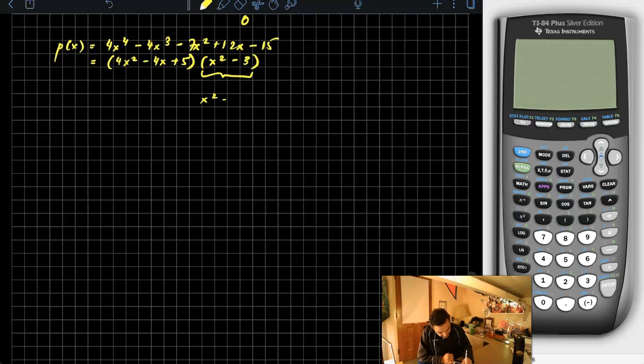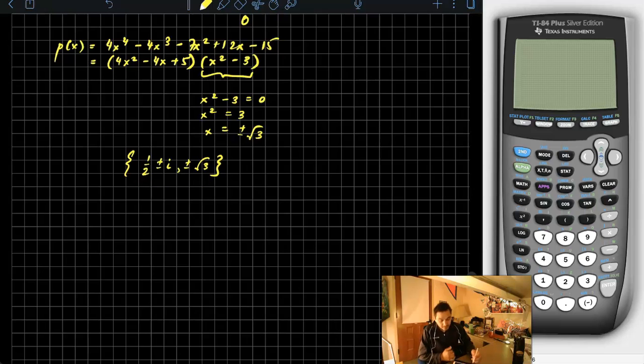So when I set x squared minus 3 equal to 0, it's going to give me x equals plus or minus the square root of 3. So my set of roots are 1/2 plus or minus i and plus or minus square root of 3. Okay, so complex roots come in conjugate pairs. So do irrational roots when it's a polynomial with real coefficients.